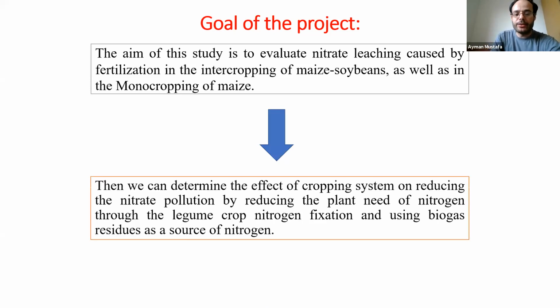Then we can determine the effect of cropping system on reduction of nitrogen pollution in groundwater by reducing the plant's need for nitrogen through legume crop nitrogen fixation and using another source of nitrogen, which is more available for the plant and which stays in the soil for more time.